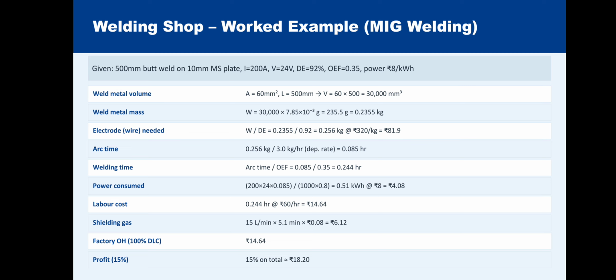Labor cost also we can find out by substituting the formula. We get the answer 0.244 hour at 60 per hour, that is 14.64. Shielding gas 15 liter per minute into 5.1 minute into 0.08 is equal to 6.12. That is the shielding cost. And the factory overhead means 100% of DLC, 14.64, and the profit is 15%. That means 15% on total is equal to 18.20, that means rupees 18.20 paisa.